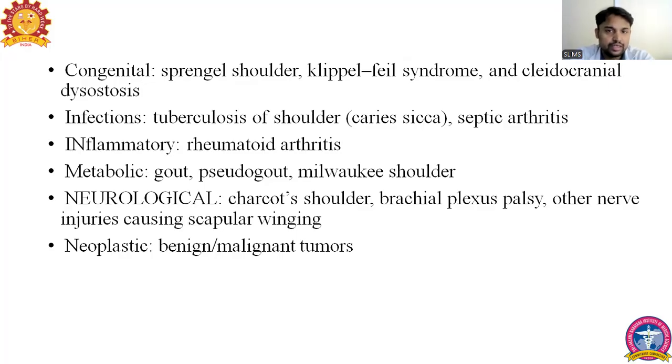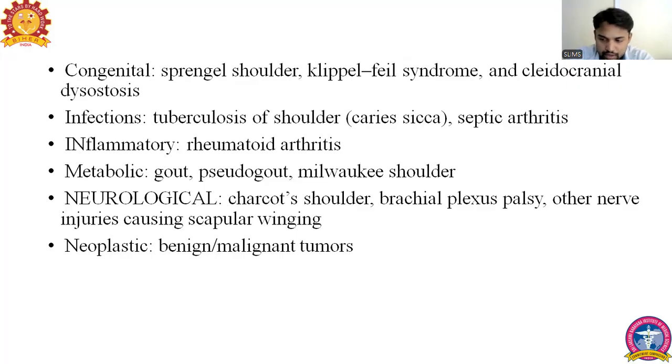And the inflammatory conditions are rheumatoid arthritis, gout, pseudogout, and arthritis related to inflammatory bowel disease. And some neurological conditions, like Charcot joint and brachial plexus injury of the shoulder. And the neoplastic conditions, like benign and malignant tumors, you should also not miss. Even though it is rare, you should not miss asking or examining for it, and you should keep it as a last option in the back of your mind.